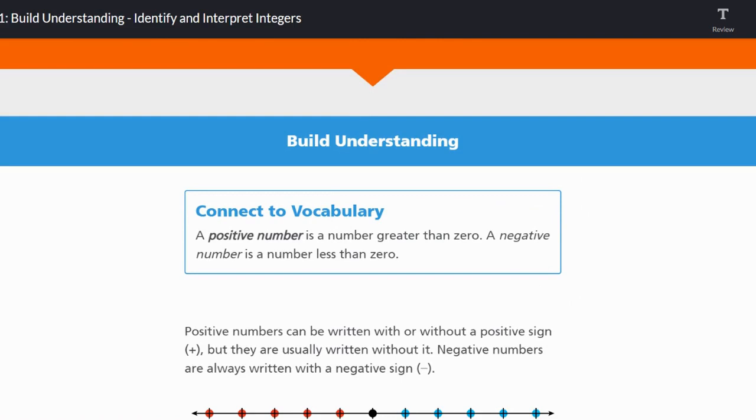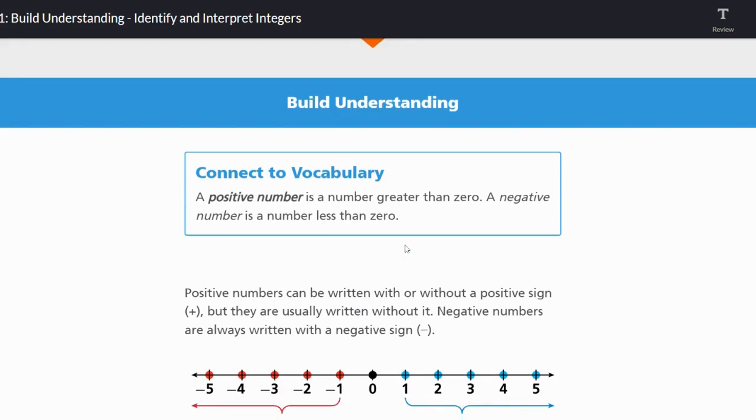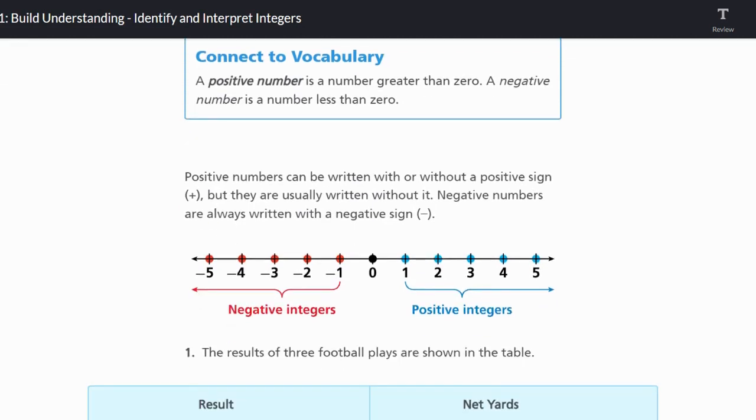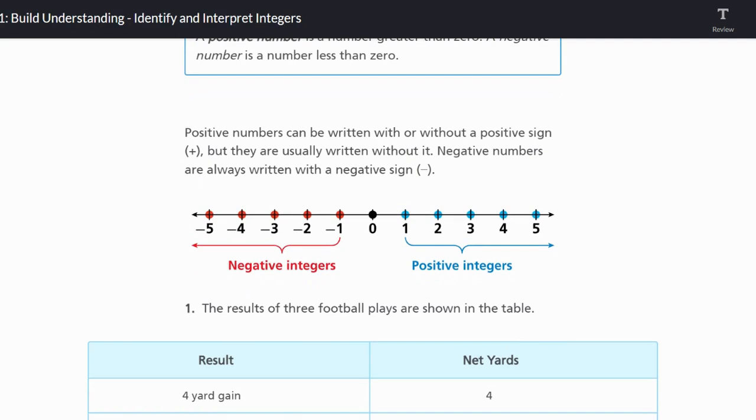Let's build your understanding. A positive number is a number greater than 0. A negative number is a number less than 0. Positive numbers can be written with or without a positive sign, but they are usually written without it. Negative numbers are always written with a negative sign.